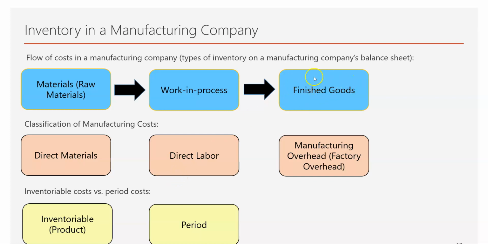Now, only finished goods can be sold because we're not going to sell partially completed units. Our customers want fully completed units. So when I sell some of these finished goods, then I will expense it off as cost of goods sold in the period in which the sale is made.